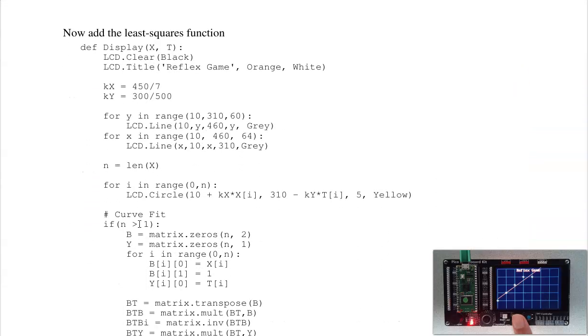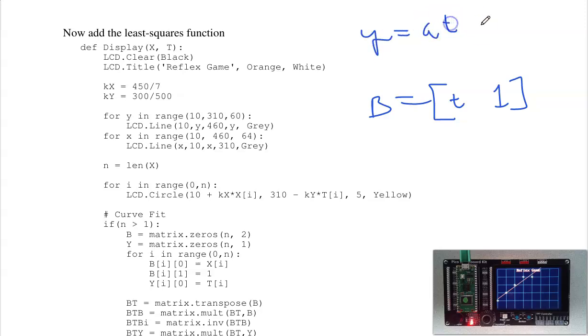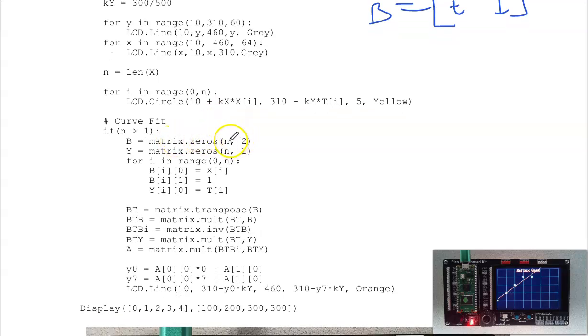Next, let's work on the least squares curve fitting. What I do here is I set up my basis function. So the basis is t and 1. This is doing the curve fit of y equals at plus b. My unknown is a and b, and y is my times. So I'm going to set up my basis function of n by 1 matrix. This is at least if you have 2 or more data points. The y matrix is an n by 1 matrix. Fill in b's as trials, t and 1. Y is the reaction time.